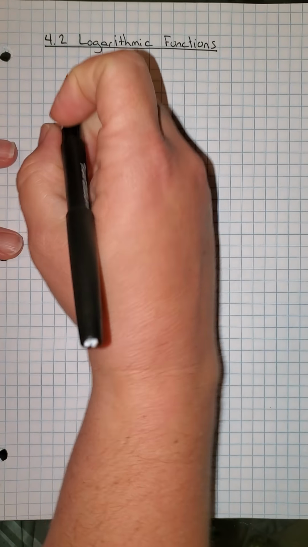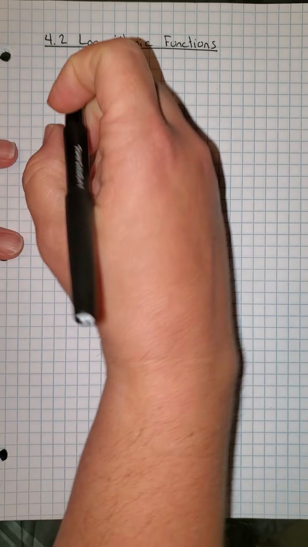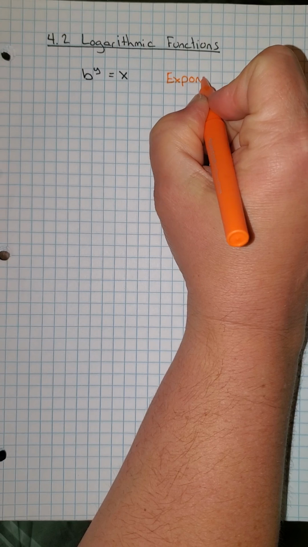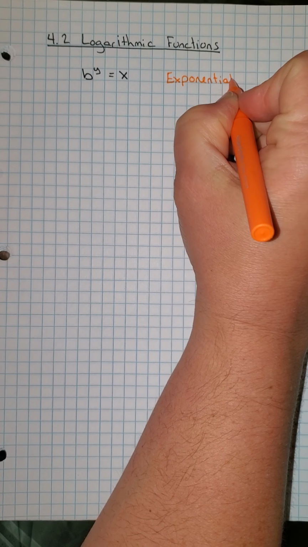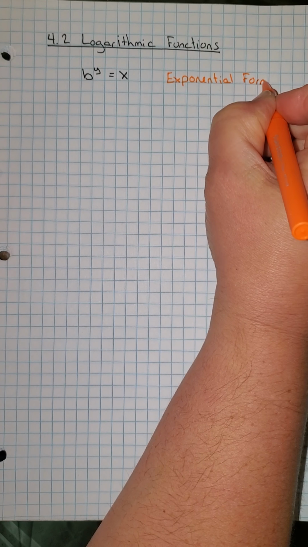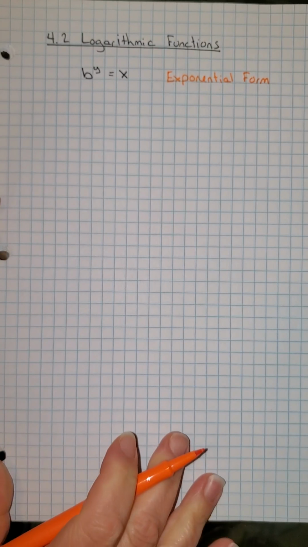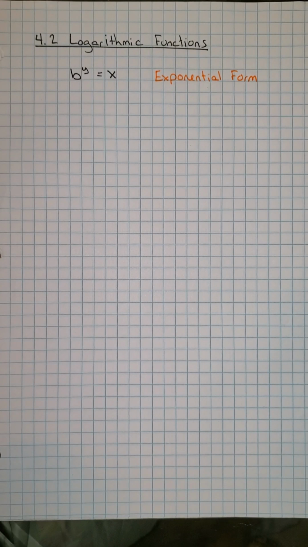So, first of all, we did exponential. So, exponential, you could have like b to the y equals x. And this would be considered being in exponential form. So if you ever have to put anything into exponential form, it's going to need to look like this.